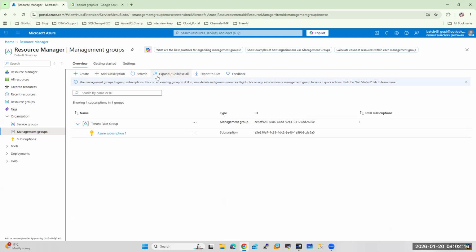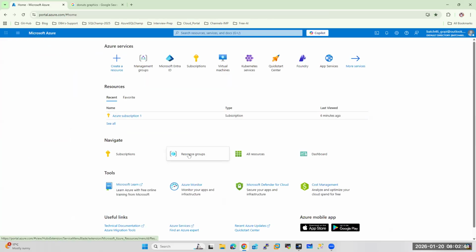Under the management groups, you will keep the subscriptions. Usually we won't go into management groups and all that stuff, but the subscription is very, very important. I'm just adding the point: if someone asks whether there is any hierarchy on top of the subscription, yes, there is one more, which is nothing but management groups. Under management groups, there is a subscription. Under the subscription, there is a resource group.